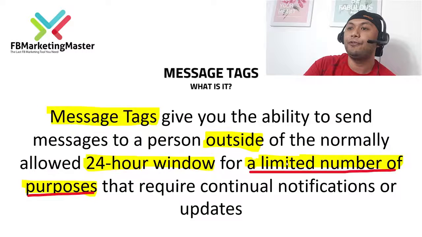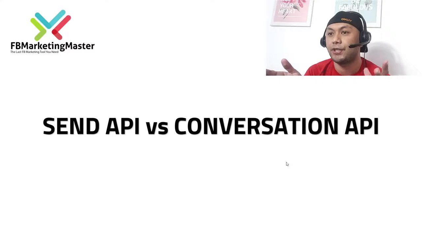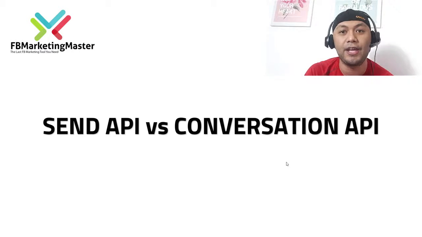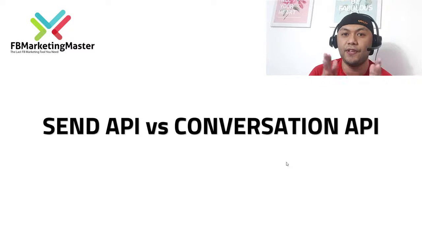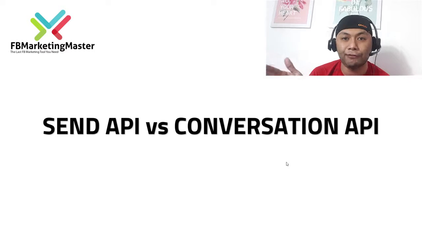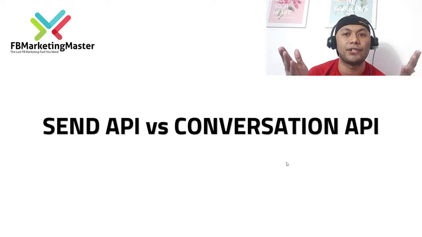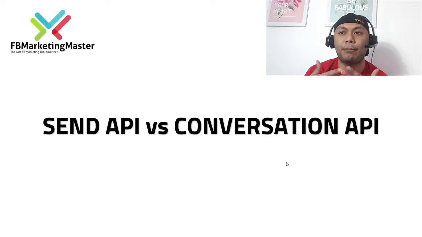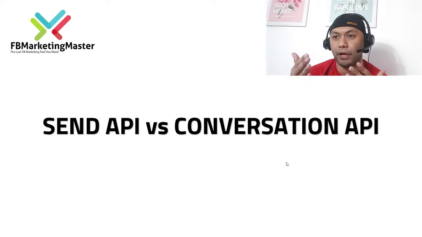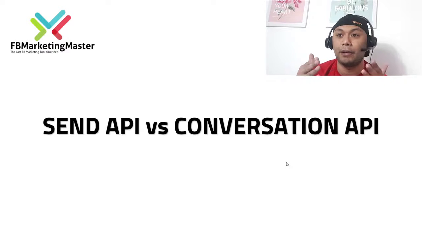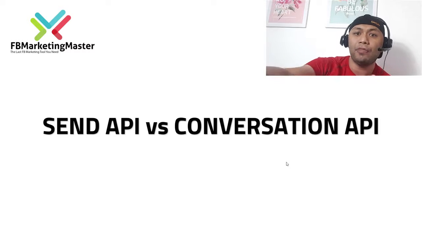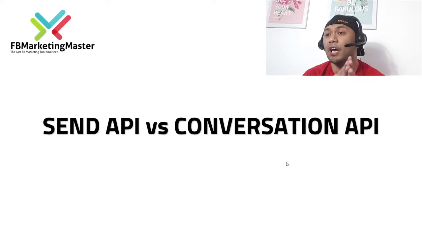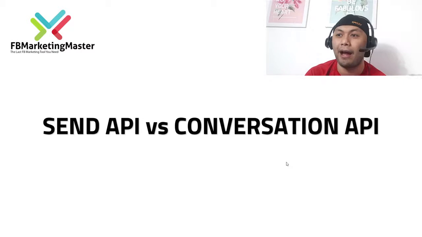So let us differentiate what is Send API and Conversation API. Okay, so the Send API is the standard and the most updated tool that Facebook has provided to the messenger bot platforms like ManyChat, like ChatFuel, and now for the platform that I'm going to introduce later, the FB Marketing Master, and any messenger bot platforms out there. Send API is the standard messaging tool that we can use. But there is another messaging tool that Facebook has provided way back, the legacy integration, which is the Conversation API.